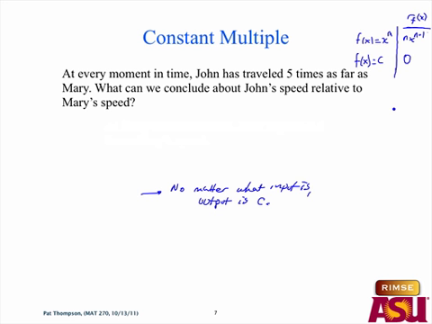Does it make sense that John's traveling 5 times as fast as Mary? Yeah, that makes sense, right? So at every moment in time, John's speed is 5 times as fast as Mary's speed. So we want to prove it.